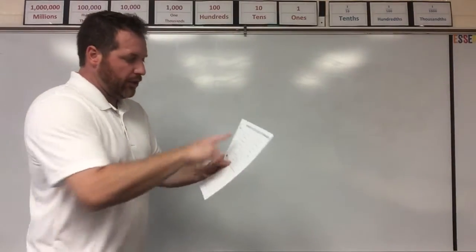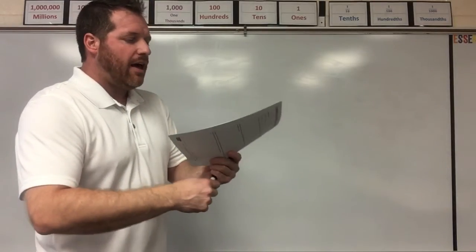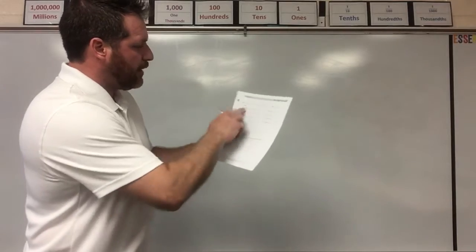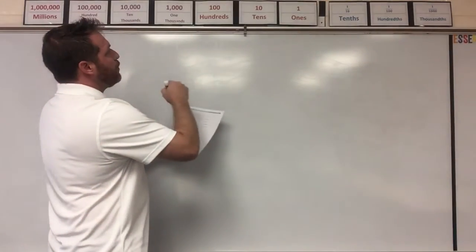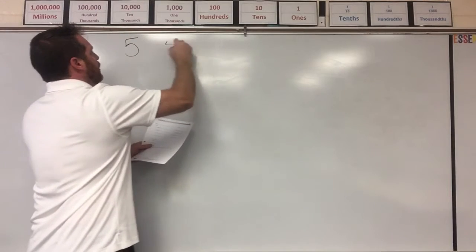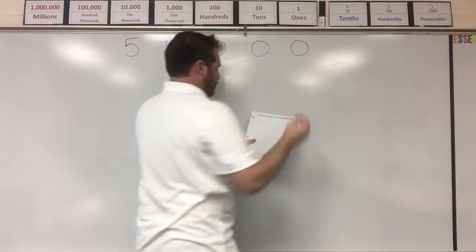So, looking at number 1, I'm not going to go through all the answers, I just want to give you a hint of how to do the rest. Beyond this point, if you have any questions, please ask. So letter A is 54,000, so there are 5 10,000s, 4 1,000s, 0 hundreds, 0 tens, and 0 ones.